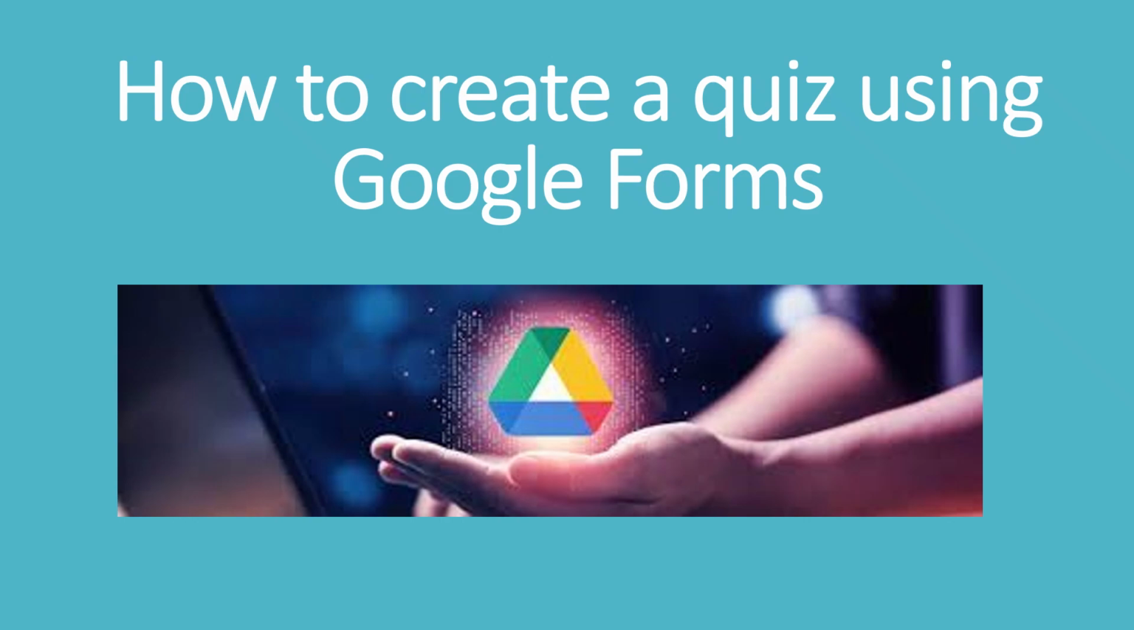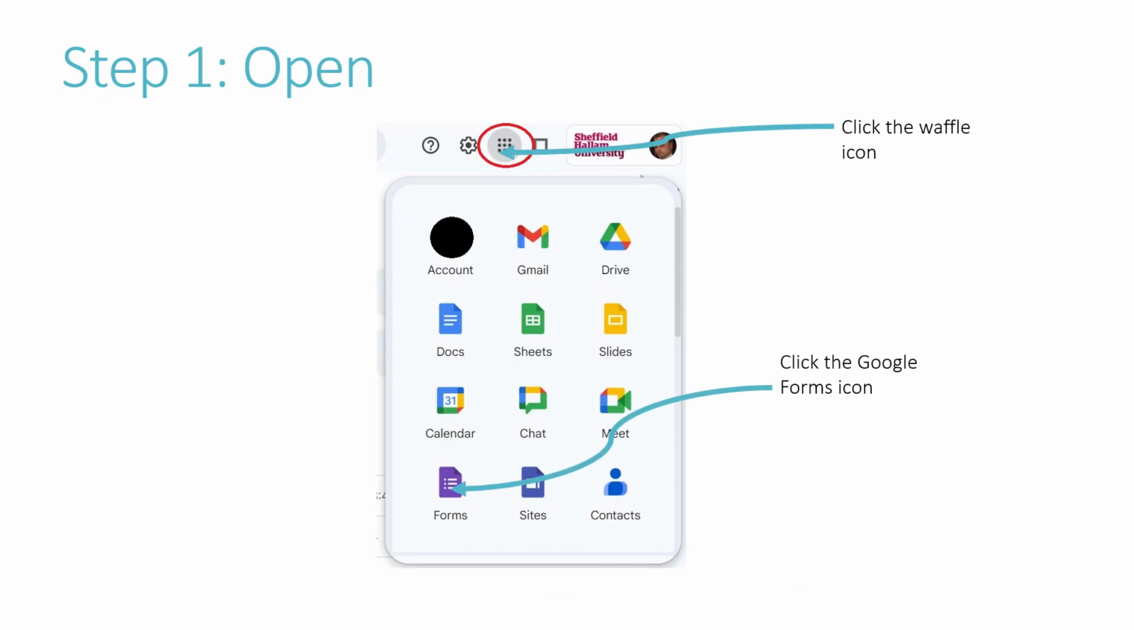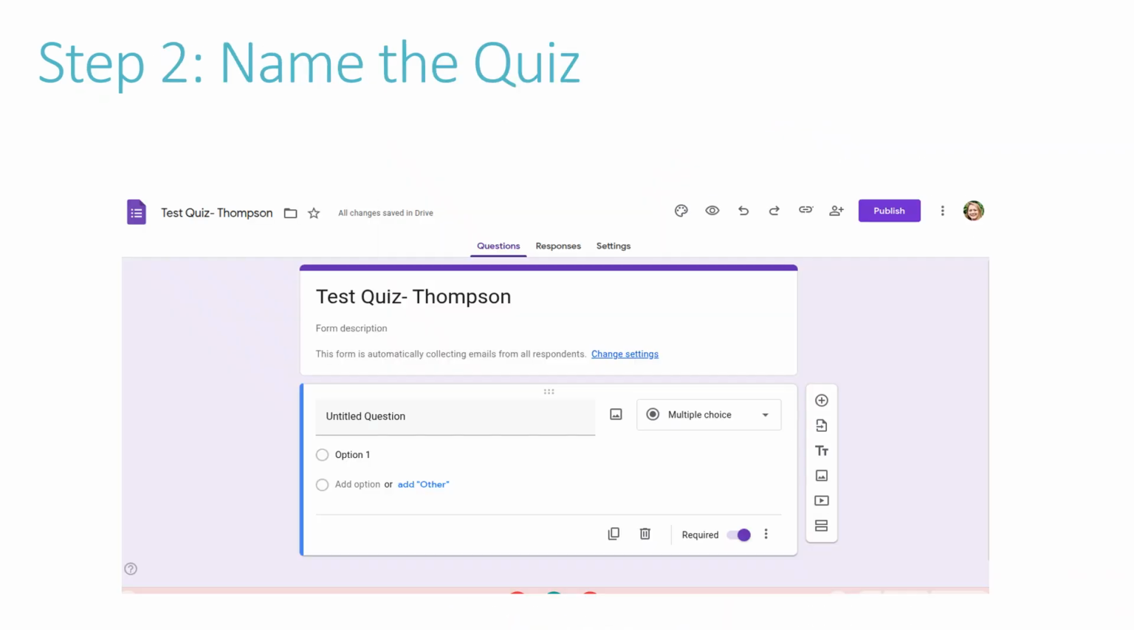to learn how to create a quiz using Google Forms. So let's get started by selecting the waffle on your Google Workspace and then from there choosing Google Forms. Now you're going to name the quiz. Go to this section here and type in test quiz and your last name.